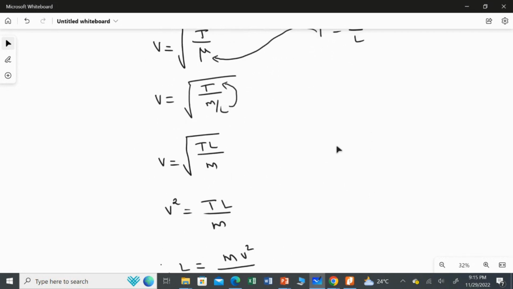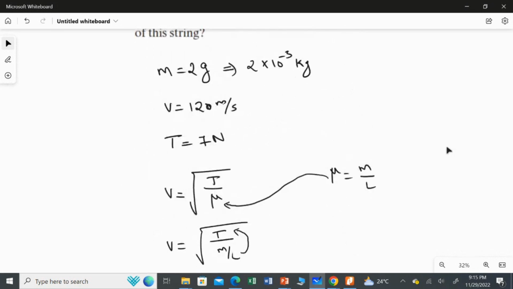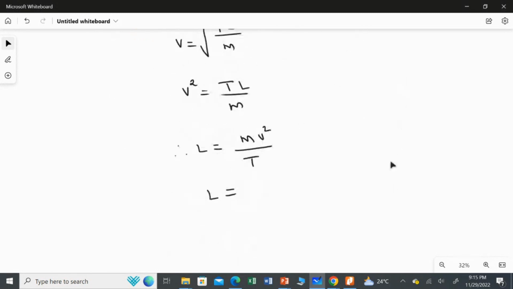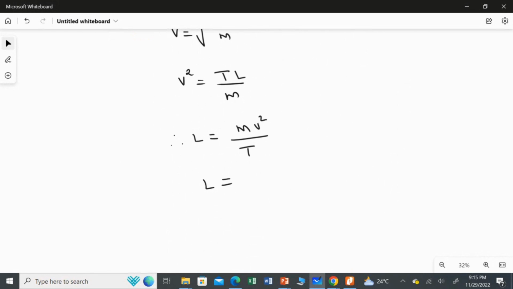First I am going to see what values we have. I think this is our first question, so better I write A here. Mass is 2 gram, V is 120 and T is 7 Newton. So I substitute the values. The mass is 2 grams, converted to kilograms, so 2 multiplied by 10 power minus 3. The speed is 120, which I have to square, and the tension we applied here is 7 Newton.